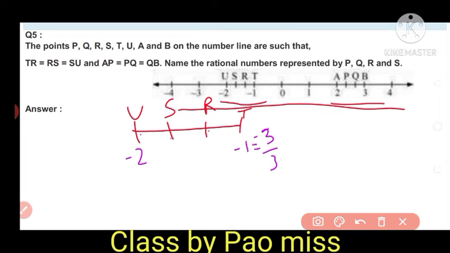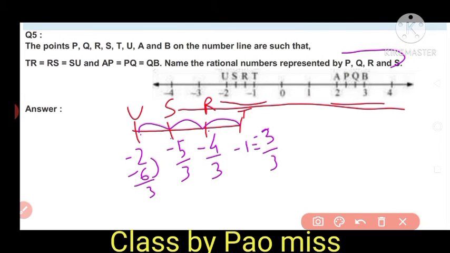Now in place of minus 1 we can write minus 3 upon 3. Why am I taking minus 3 upon 3? Because they are divided into 3 parts, 1 part, 2 part and 3 part. That means minus 1 will be minus 3 upon 3, and next will be minus 4 upon 3, next minus 5 upon 3, and next minus 6 upon 3. Now minus 6 upon 3 is again equal to minus 2, isn't it? So we have to find P, Q, R, S. Now from here we got R and S. R is equal to minus 4 upon 3, and S is equal to minus 5 upon 3.